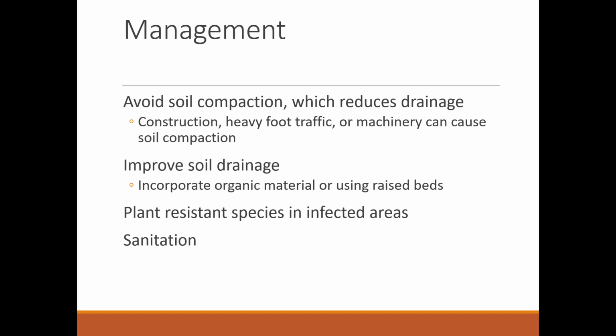So management includes avoiding soil compaction, which reduces drainage, reduced construction, heavy foot traffic, machinery. One thing they've done at the Arboretum is they have some Port Orford cedar that have been surrounded by other material, so people that visit the Arboretum can't actually step on the root systems because they've definitely had some issues with this. They've also tried incorporating organic matter to kind of introduce some beneficial organisms. And if you are going to plant something there, you want to use something that's resistant. And of course, sanitation. You need to get rid of every part of that plant.